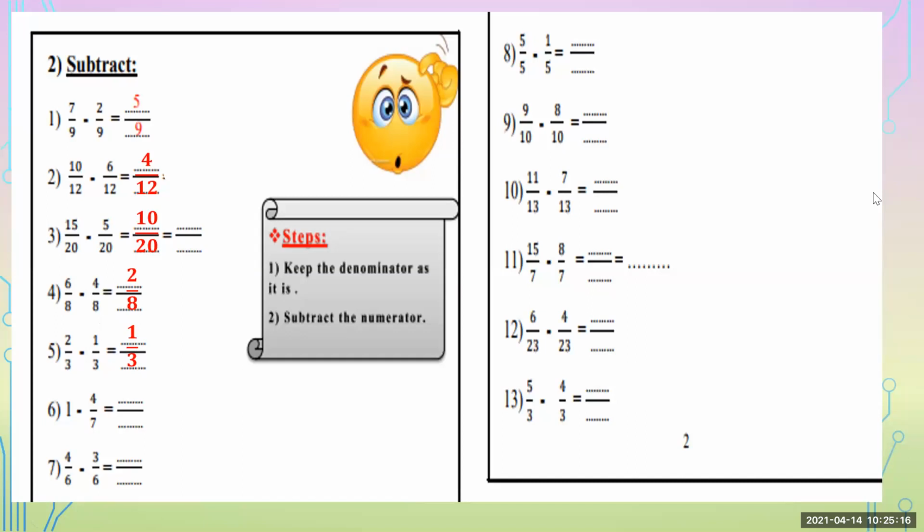Ziad, can you answer with me? Yes, miss. Okay, my dear. I have here 1 minus 4 over 7. This one wants to be a normal fraction like it. So I will put what instead of this one? I will put 7 over 7. Excellent. Minus 4 over 7 equals 3 over 7. Wow, excellent boy. Thank you, my dear.